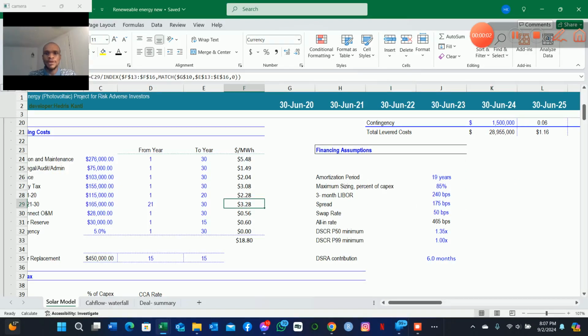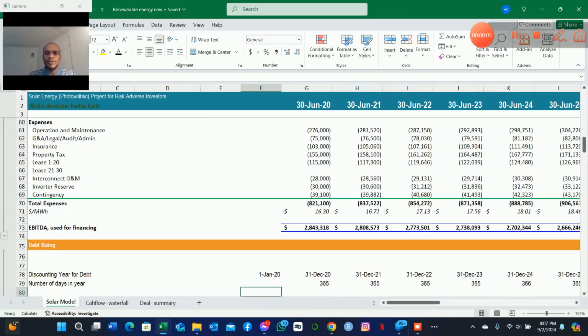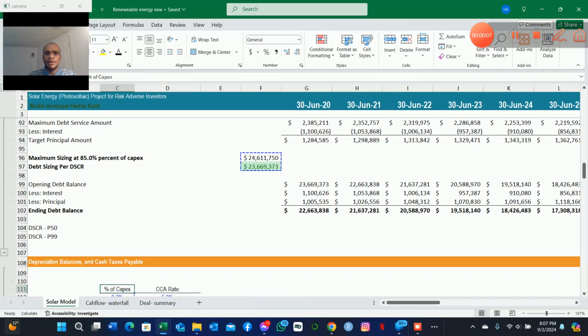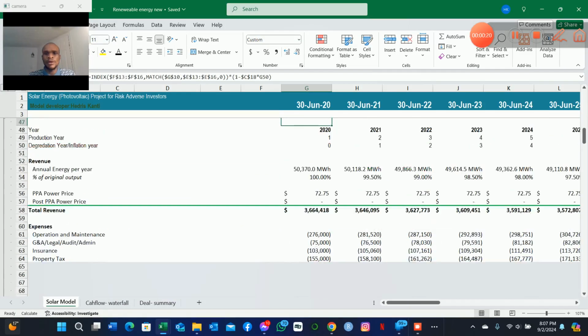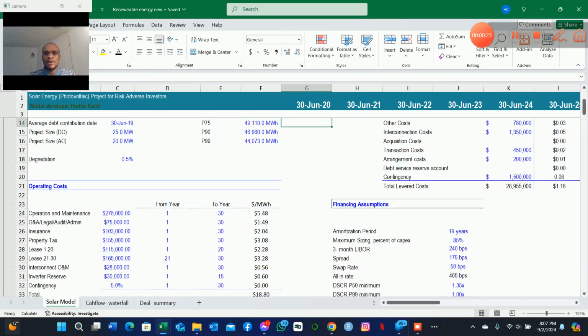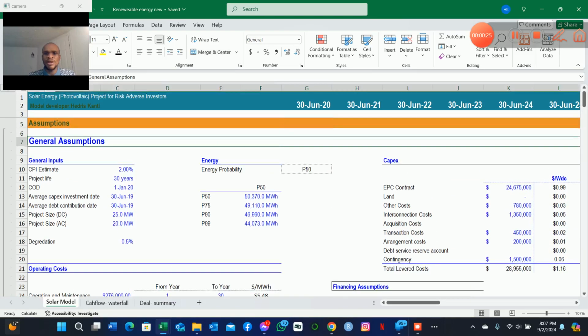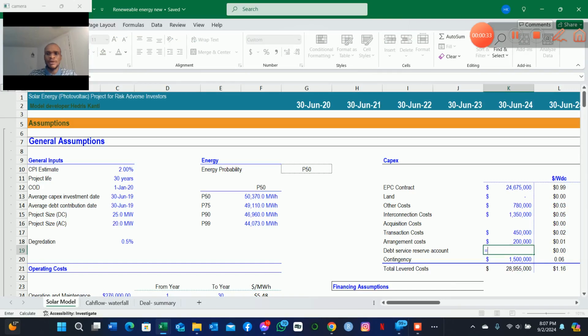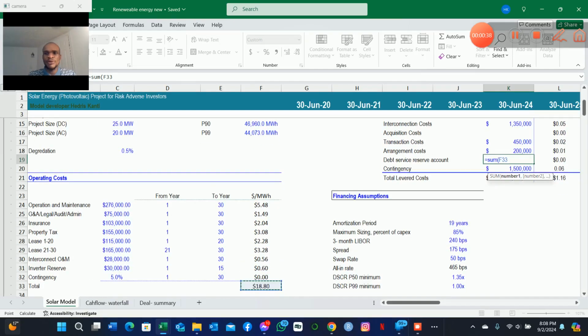So now we are ready to determine our total debt service, before we go on to determine our depreciation balances and cash tax payable. In this case, we have to reference our total debt service to our total levered cost. Remember that we had that space unattended to. So we still had to walk through the model before we were able to get the principal and the interest.